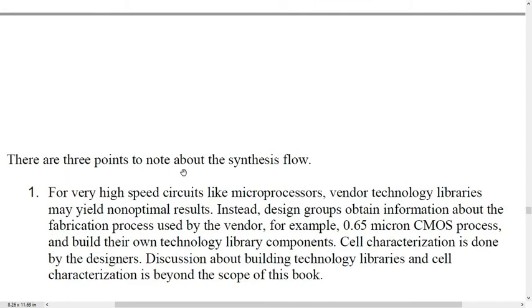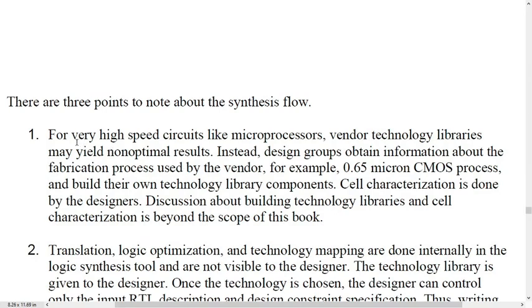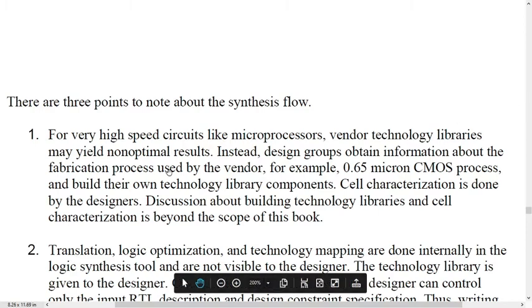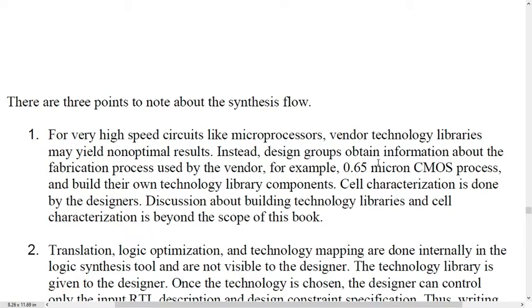There are three important points which I need to note about the synthesis flow. First, for very high speed circuits like microprocessors, vendor technology libraries may yield a non-optimal result. Instead, design groups obtain information about the fabrication process used by the vendors, for example a 0.65 micron CMOS process, and build their own technology library components. So the cell characterization for my own technology components is done by the designer.